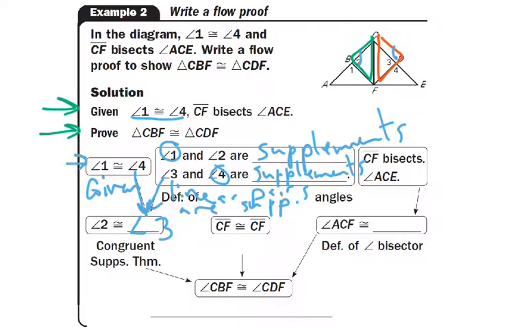Now, the next one is we know that segment CF bisects angle ACE. So there is our second given. All right. Now, bisect means it cuts it in half. So we can say angle ACF is congruent to angle ECF. And the reason for that is definition of angle bisector. So let's mark our picture. So now we've got our two angles.